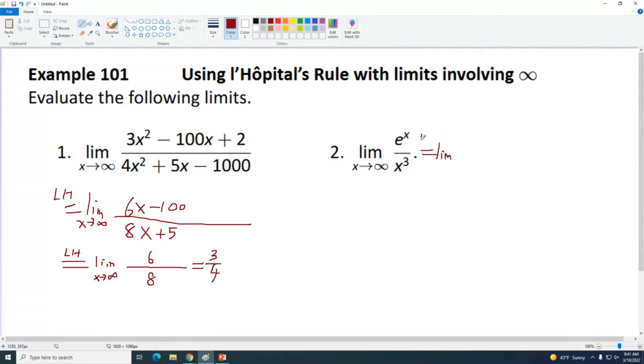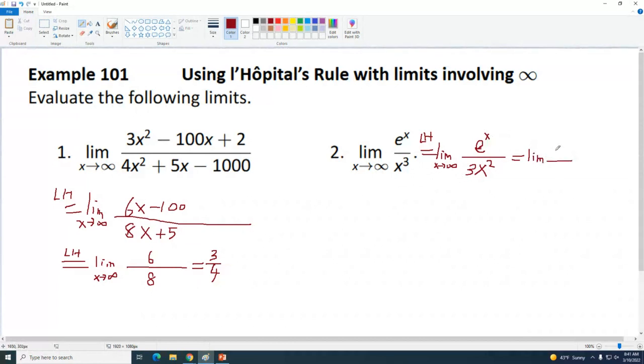So apply L'Hopital, we will find the derivative of the numerator, which is e to the x. What is the derivative of the denominator? It's 3x squared. Okay, so now x goes to infinity. This is 3 times infinity. This is e to the infinity, so it's still infinity, still a really, really large number.